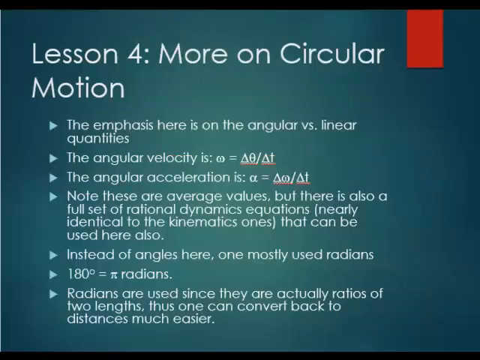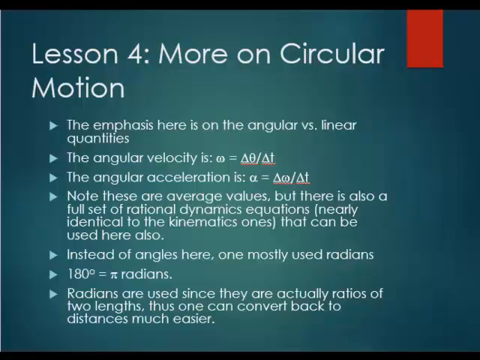Okay, a little more on angular and circular motion here. The emphasis here is on the angular versus linear quantities. Angular velocity is delta theta over delta t, or the change in the angle over the change in time. The angular acceleration alpha is change in omega over change in time. Again, notice they're the same as the linear quantities, just switching the values. Again, note these are average values, but there's also a full set of rotational dynamic equations, nearly identical to the kinematic ones. And again, those are in the lecture. They can be also used here.